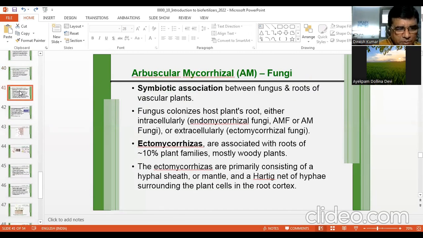Now, finally, we come to the last group, which is also important. This is arbuscular mycorrhiza fungi. So up till now, I was a little fast because the number of slides is 54. I have covered 41. So now we can go a bit slower. Do you have any questions?